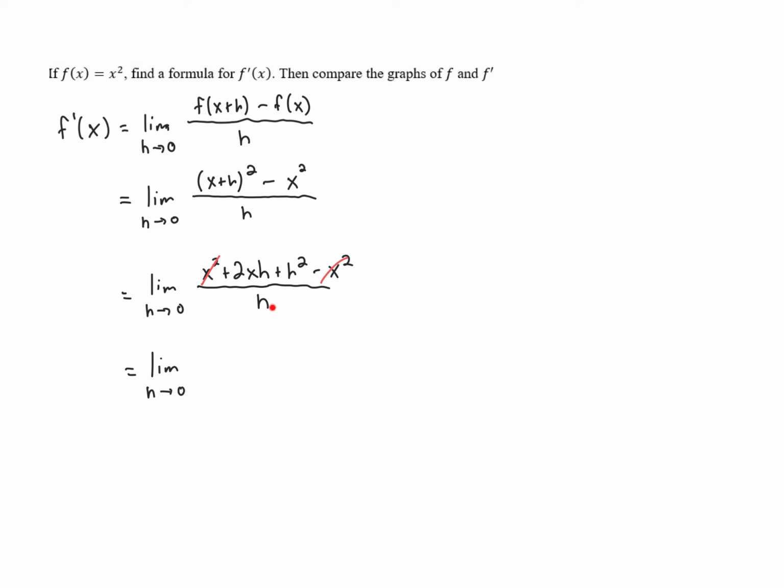If we take 2xh divided by h, the h's cancel, and we're left with 2x. And then if we take h squared and divide it by h, that gives us an h left over, 2x plus h. And as h goes to 0, that second term vanishes, and we're left with 2x, which is our derivative function. So we're asked to compare the graphs of f and f prime.